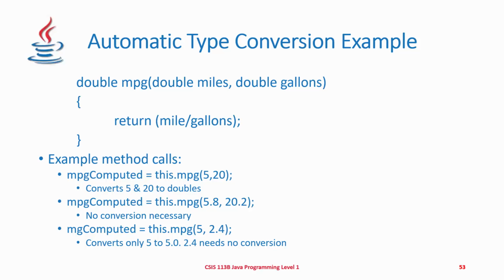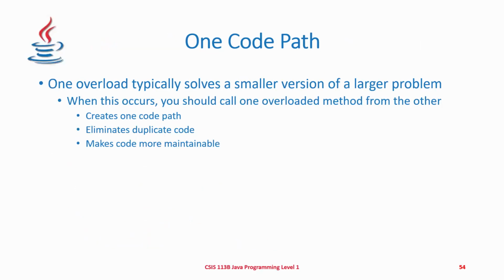So now we can have several different call types. We can call MPG with two ints because it'll simply convert them to two doubles. We can call it with two doubles, no conversion necessary there, or we could call it with an int and a double. So in this case, the int would be converted to a double and no need to convert the 2.4 to a double.